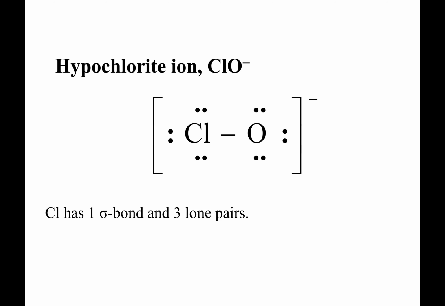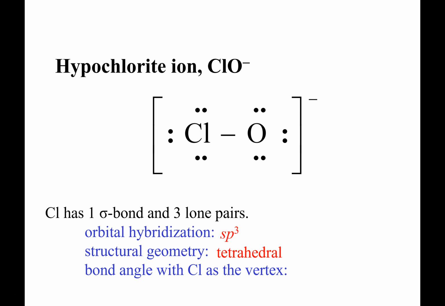Okay. So do you see why here it's saying we're going to focus on the chlorine atom, and we count 1 sigma bond and 3 lone pair electrons. So we'll start with RJ. What would be the orbital hybridization? It would be sp3. Very good. So Cole, what would be the structural geometry? It is tetrahedral. And I don't have anything for you, Gabe, because the bond angle doesn't really make sense.